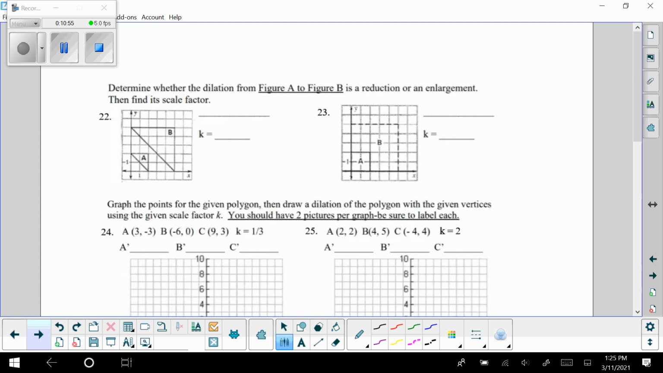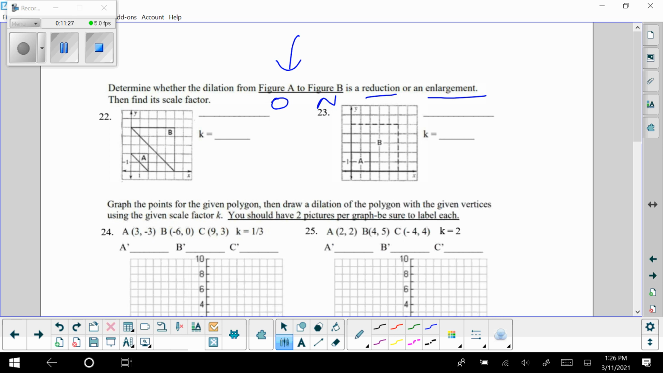Somebody wanted to go over these in 5th period, so those were new. Basically, on 22 and 23, you're telling me, is it a reduction or is it an enlargement? And what is the scale factor? On 22, it tells you in the directions you're going from figure A to figure B. So the old figure is figure A, the new figure is figure B. On 22, going from A to B, it's getting larger.